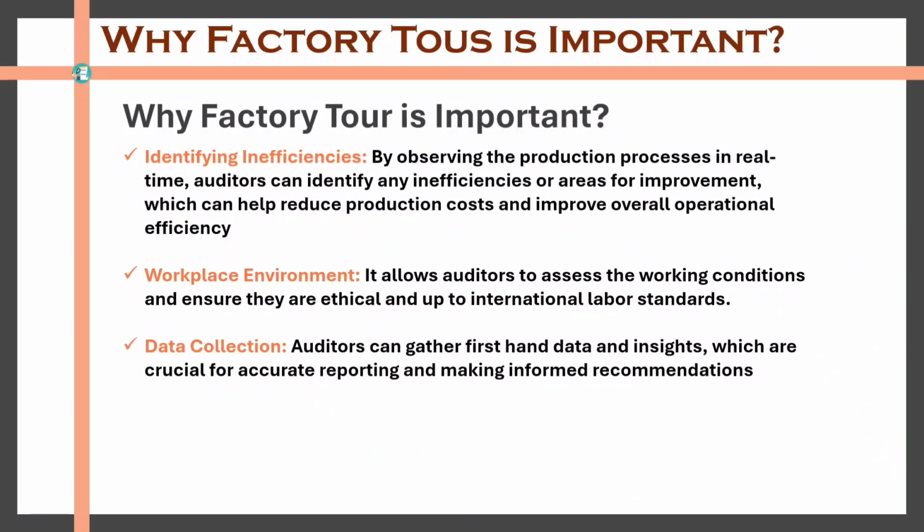Identifying inefficiencies: by observing the production processes in real time, the auditor can identify any inefficiencies or areas for improvement, which can help reduce production cost and improve overall operational efficiency. Workplace environment: it allows the auditor to assess the working conditions and ensure they are ethical and up to international labor standards. Data collection: auditors can gather first-hand data and insight, which are crucial for accurate reporting and making informed recommendations.